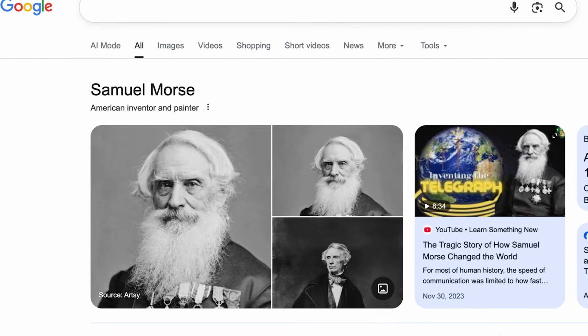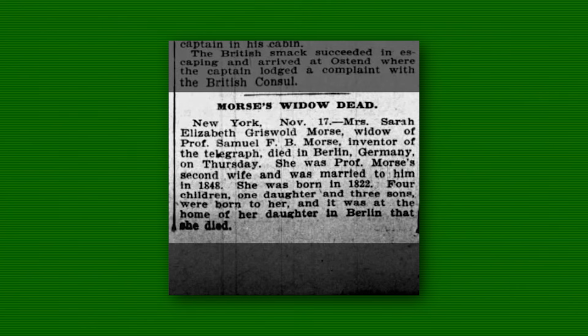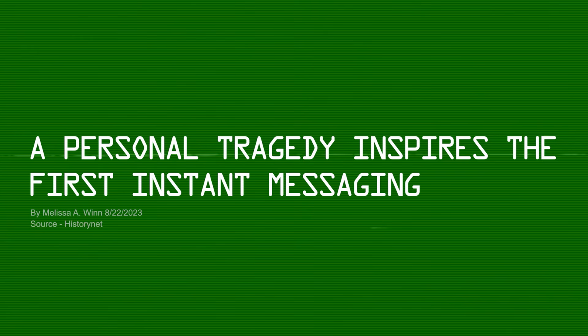Now, here's a little backstory on the origin of Morse code. The story goes that Samuel Morse was away from his wife and he got a letter saying that she was dying. So he rushed back as fast as he could, but when he got home, she was gone. And as a result, he was dead set on figuring out a way to communicate quicker. And thus, Morse code was born.